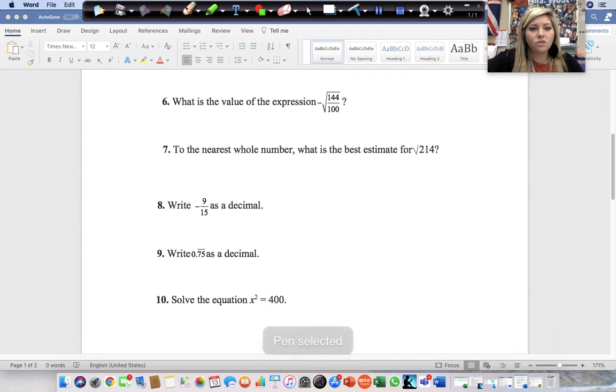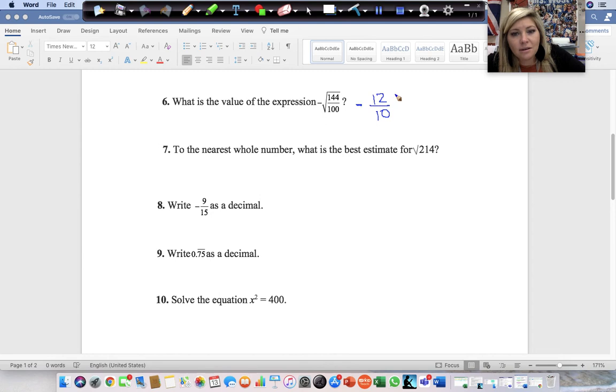Okay, it says, what is the value of the expression, the square root of 144 over 100, with a negative sign? So the square root of 144 will be 12, and the square root of 100 is 10. And our negative sign is on the outside here. We can still reduce this because we can divide both of these by 2. I would take this as an acceptable answer, by the way. But if you wanted to reduce it, it would reduce down to 6/5.